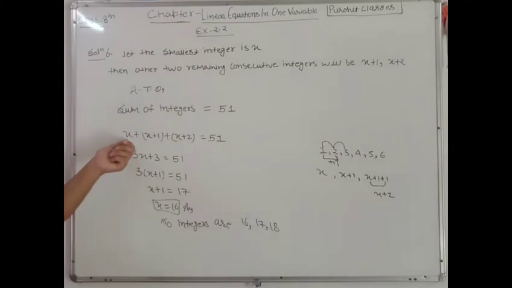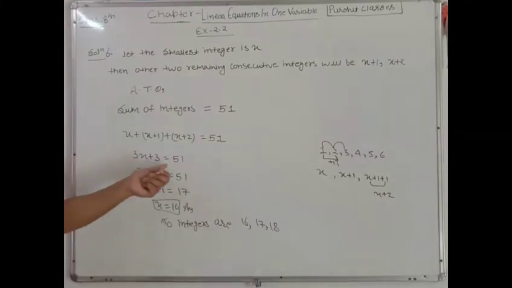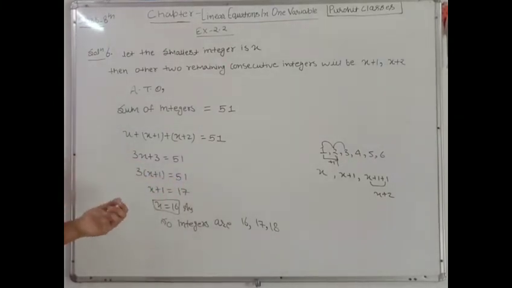Now simply solving, collecting the like terms, this will be 3x plus 3 equals 51. Let us take 3 common, then x plus 1 will be equal to 51 divided by 3, that will become 17, and then x will be equal to 16. So the integers will be 16, 16 plus 1, 16 plus 2, that will become 16, 17, 18. Understood? Pause the video and note it down.